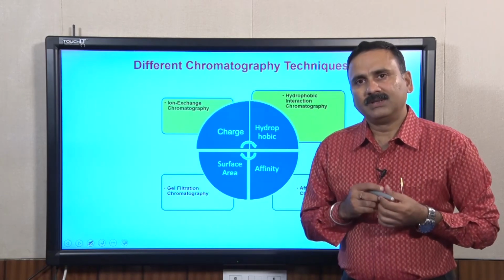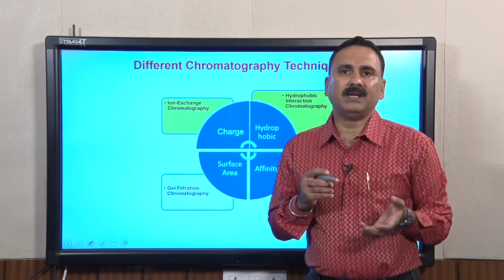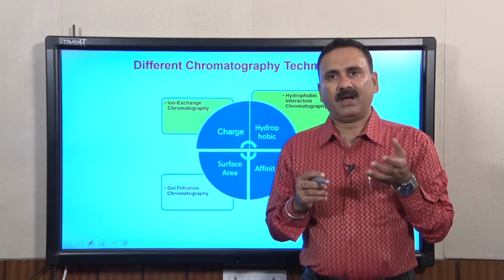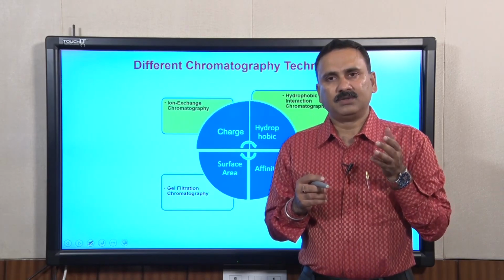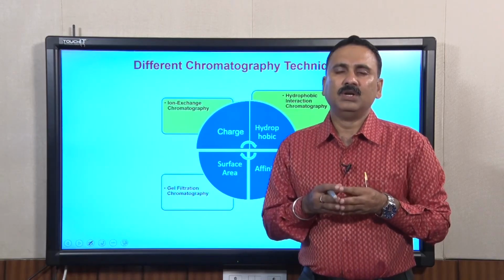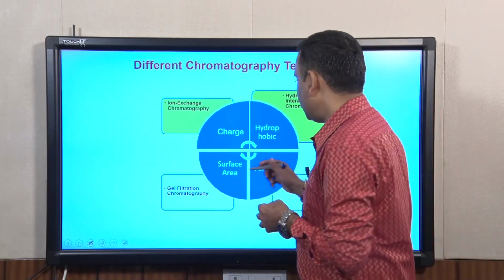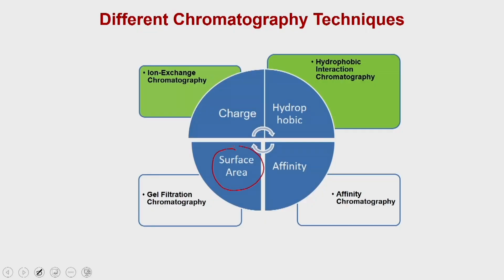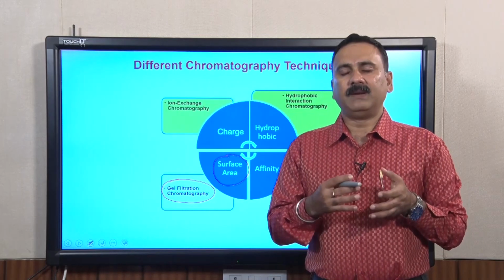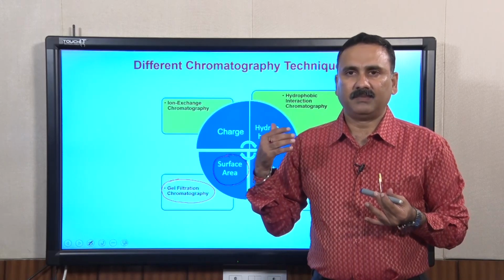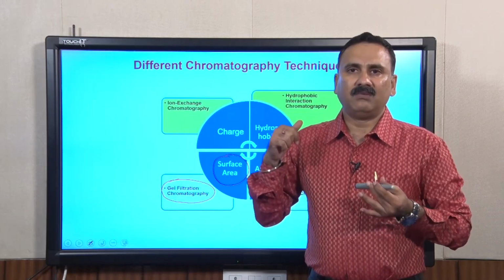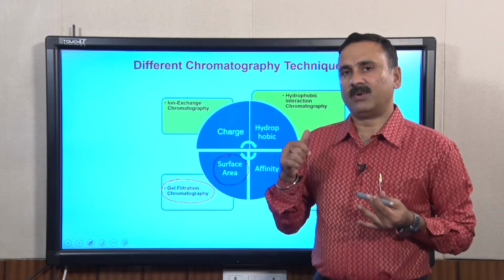Now, let us move on to the third property, and the third property is that proteins have a surface area which can be utilized to purify as well as to characterize a particular protein, and the technique related to the surface area is known as gel filtration chromatography. Before going into the details of gel filtration chromatography, let us discuss how we can exploit the surface area of a protein to characterize it as well as how that can be used to purify different proteins from a complex mixture.